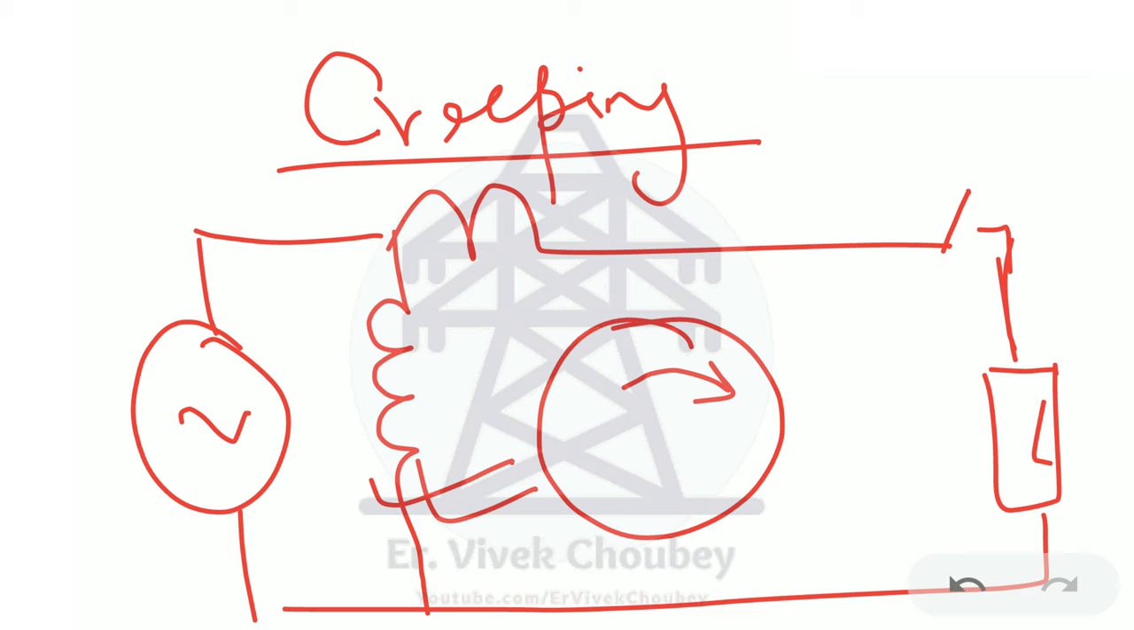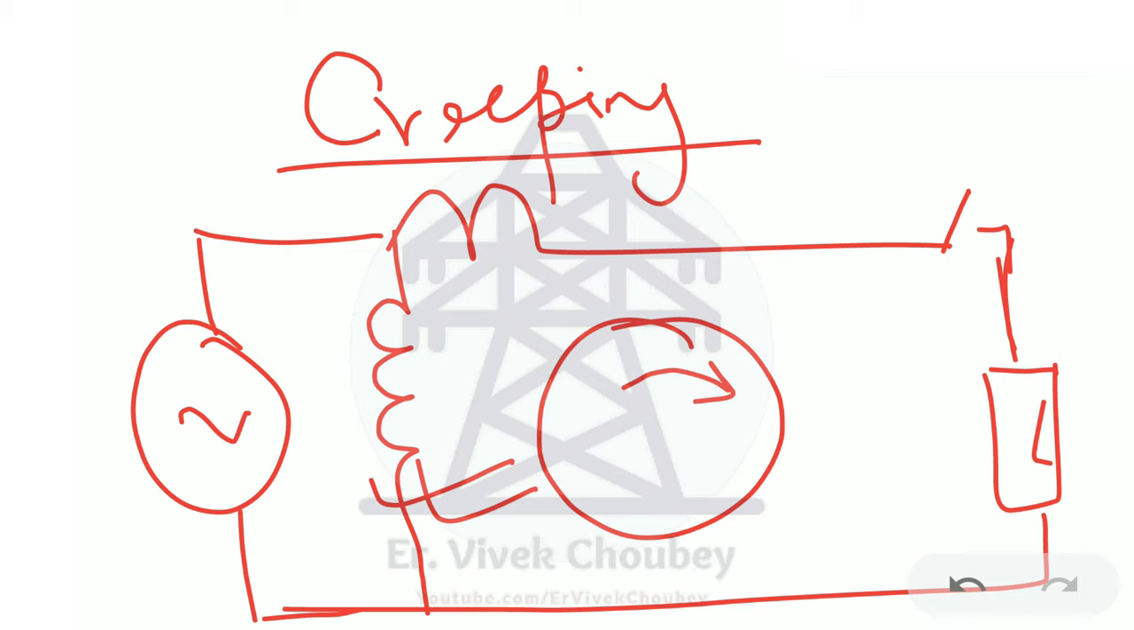Why does the pressure coil have an effect over the reading? Because it is only the pressure coil which is connected to the supply side, and the current coil is not carrying any magnetic flux. So under the effect of the magnetic flux generated by the pressure coil and the friction of the disc, it begins to rotate. This is known as creeping.